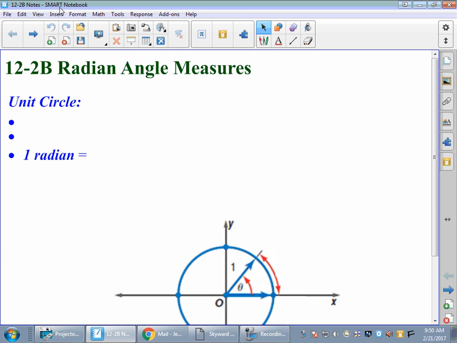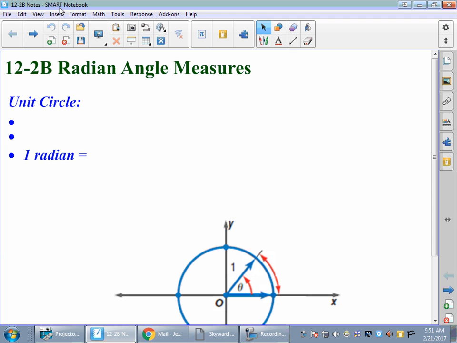So I like to compare degrees and radians to like the U.S. customary inches, feet, miles, to metric. You know, the centimeters, kilometers, that sort of thing. So it's just another way of looking at measuring the opening of an angle.